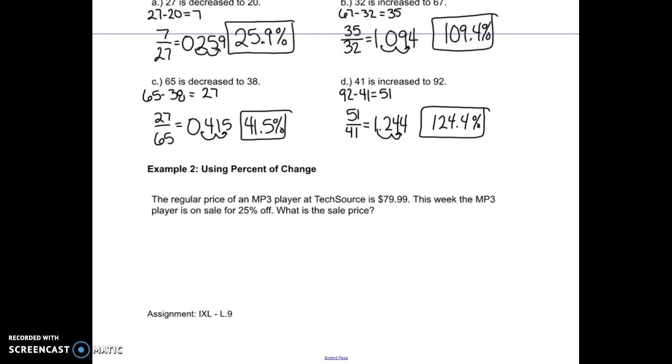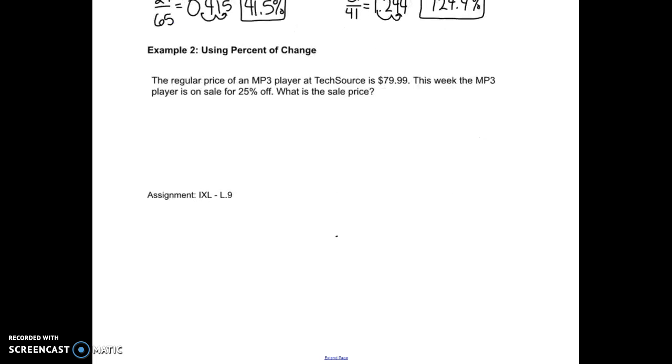So example 2 says using percent of change. It says the regular price of an MP3 player at TechSource is $79.99. This week, the MP3 player is on sale for 25% off. What's the sale price? The first thing we need to do is see how much we're actually paying. If it's 25% off, we're actually paying 75% of it. So we're going to use a little proportion formula over here. It's called percent over 100 is equal to is over of, or is over of could also be part over whole.